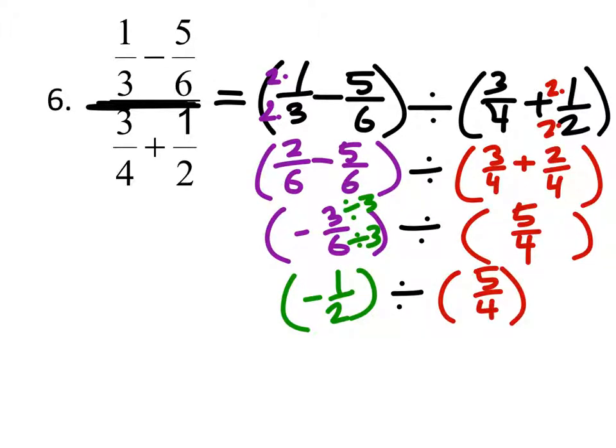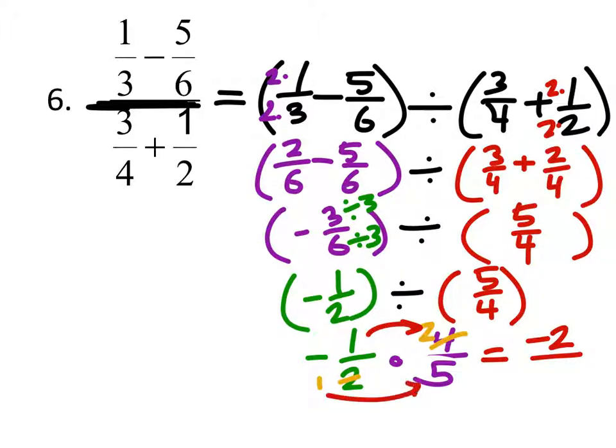Yeah, I got the parentheses there, and if you don't have them, that's okay. So we'll change this to multiplication. I'll flip this fraction to 4/5, and I got negative 1/2. Oh, that didn't come out right at all. 5ths. And the 4 and the 2 can simplify. So we got negative 1 times 2, which is negative 2, over 1 times 5, which is 5. Negative 2/5.